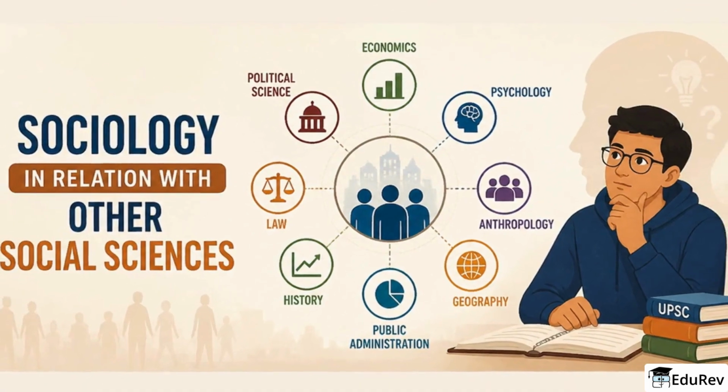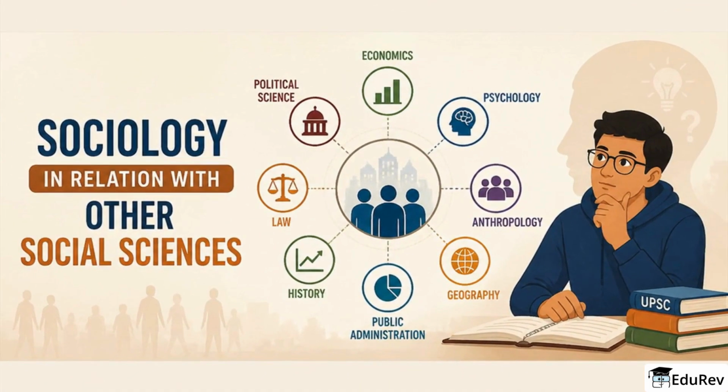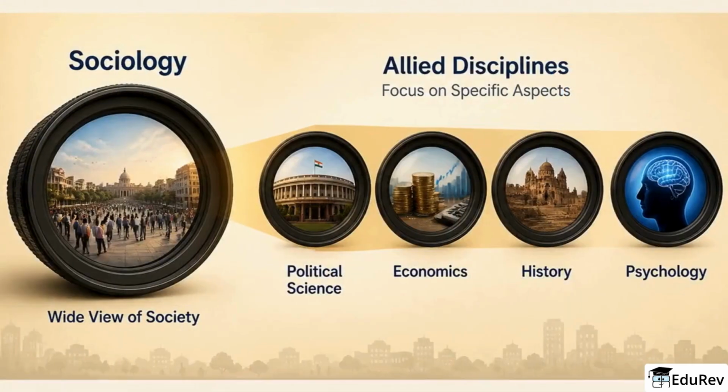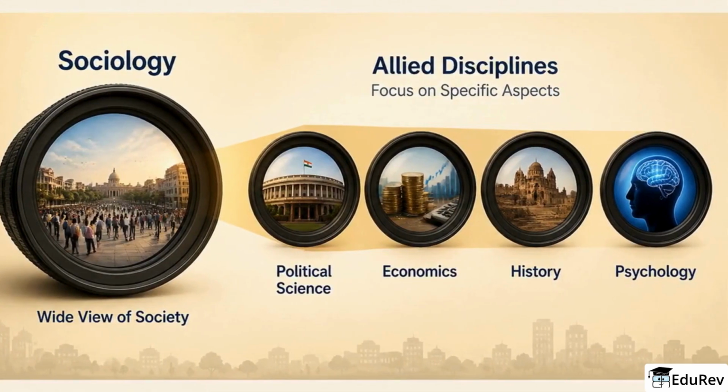You might be wondering how to remember so many links between sociology and other social sciences when preparing for UPSC, especially under time pressure. By the end of this video, you will be completely clear about how sociology connects with fields like political science, economics, history, and psychology, and how to use those links in your answers. Think of sociology as a wide-angle lens that looks at society, while each allied discipline is a different lens focusing on one part of the same scene.